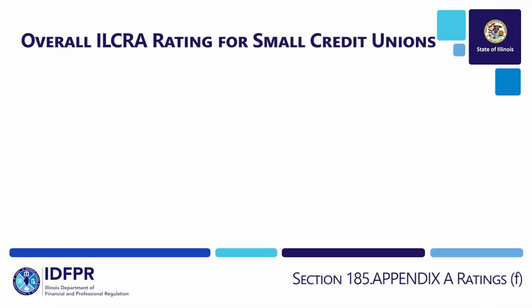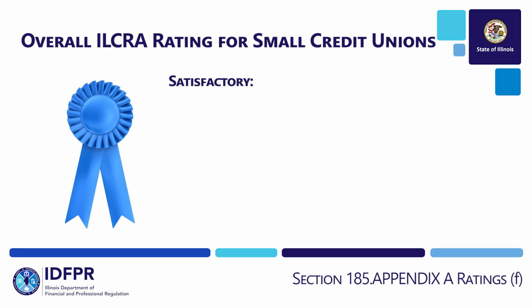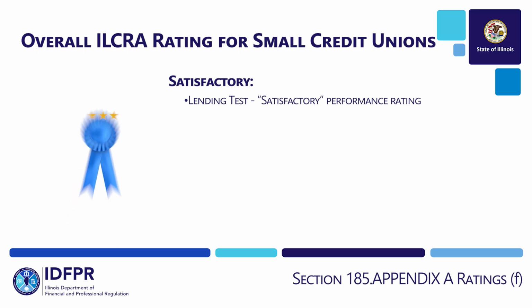Overall ILCRA rating for small credit unions. In addition to relevant assessment factors, a small credit union's overall ILCRA rating is based on its performance under the modified lending test. For an overall ILCRA rating of satisfactory, a small credit union must meet the standards for a satisfactory rating under the modified lending test and exceed some or all of those standards.